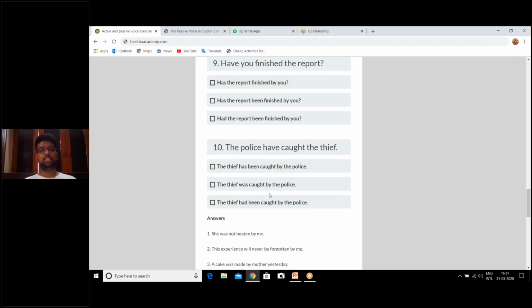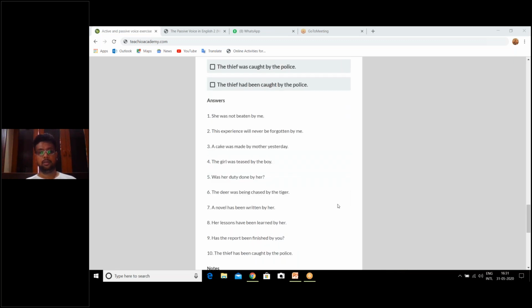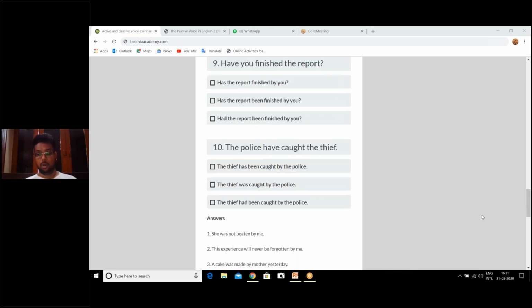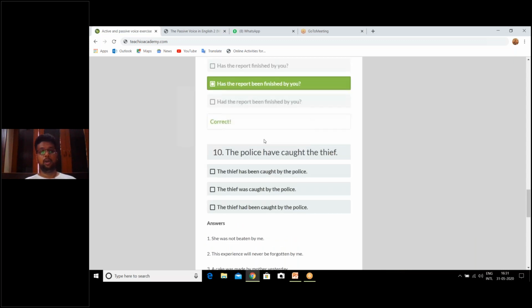Question number 9. Have you finished the report? All of you are saying B. Shruti, Aisha, Tabiwa, Fasiha, Jasmine, Shomaila, Aishwarya, Liza, SP, Saira, Aradhana, Ravinya. All of you are saying B. Mehnaz, Aruna, Khaisum. All of you are saying answer number B. Let me click it. Very nice. All of you, very nice.